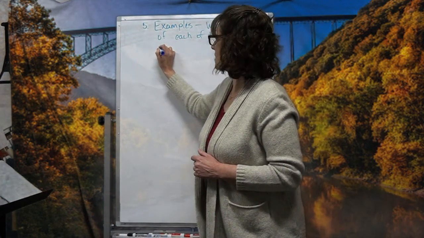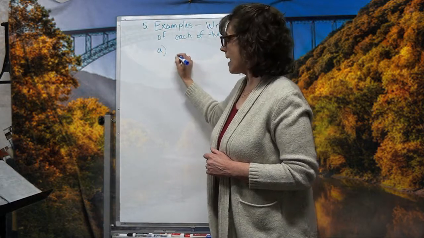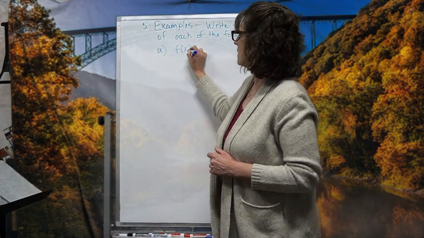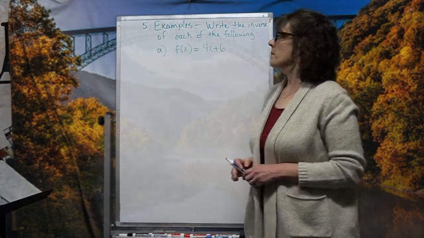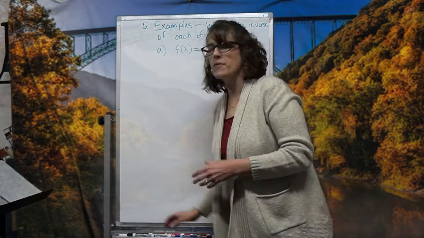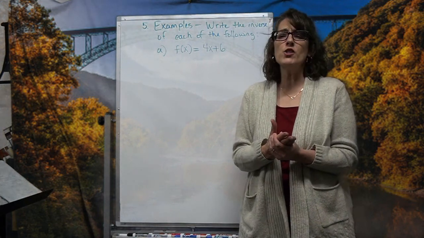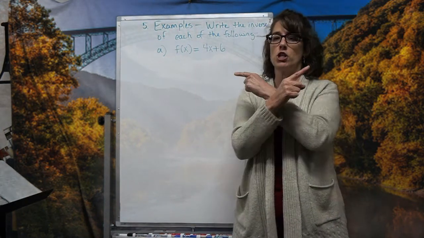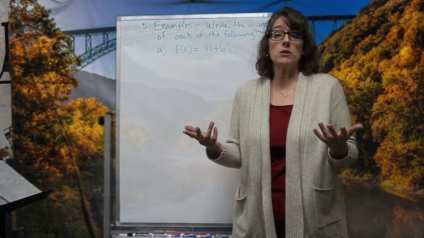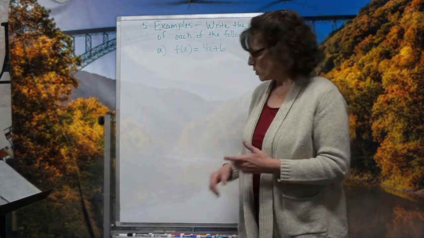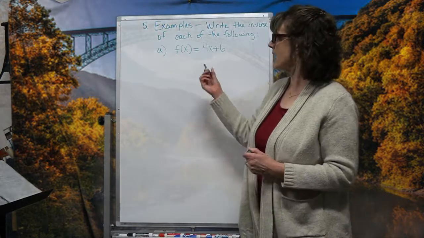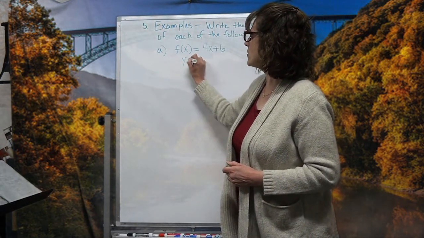Okay, so in my first example, I have f of x equals 4x plus 6. Now, when it comes to inverses, all you really have to remember is exchange the x and the y. That's really what it comes down to. Exchange the x and the y. But I don't have a y here. So I go, oh, that's easy to fix because I know f of x acts like a y. There's my y.